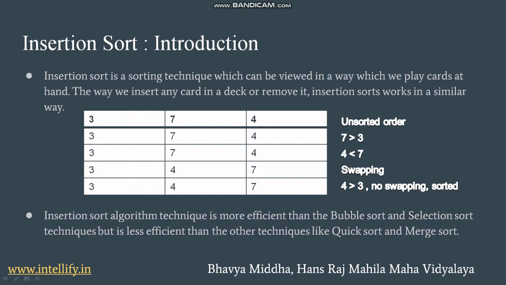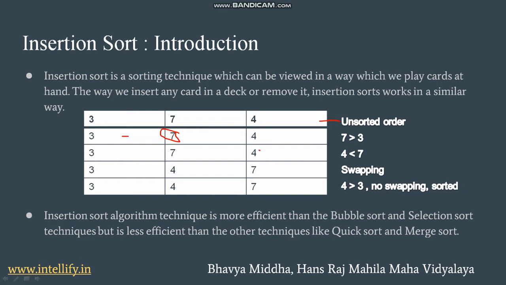Consider that I have three cards in my hand. The numbers on the cards are 3, 7, and 4. This is an unsorted order of the cards in my hand. I start with the second element and compare it to the first element. When I compare 7 to 3, I realize that 7 is greater than 3. Therefore, it remains on the right-hand side. So the order of 3 and 7 is okay. Their position is not changed.